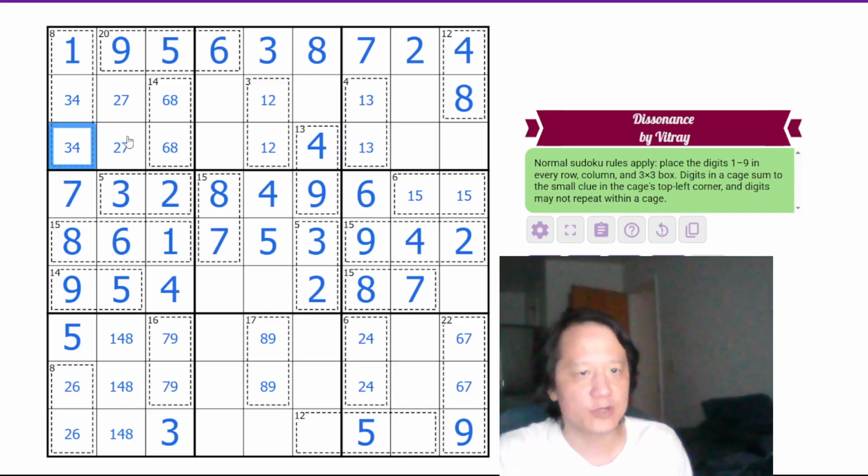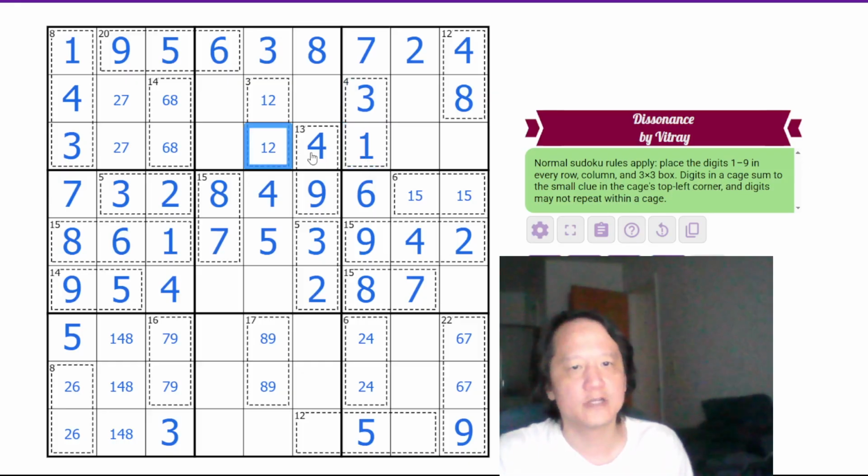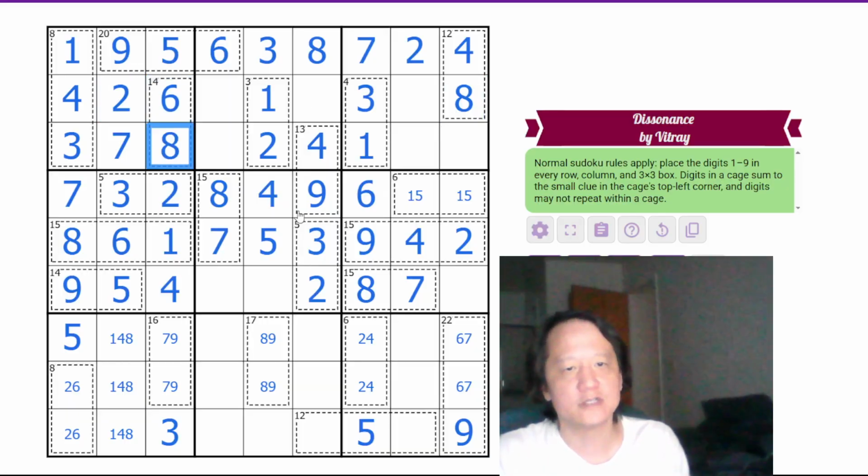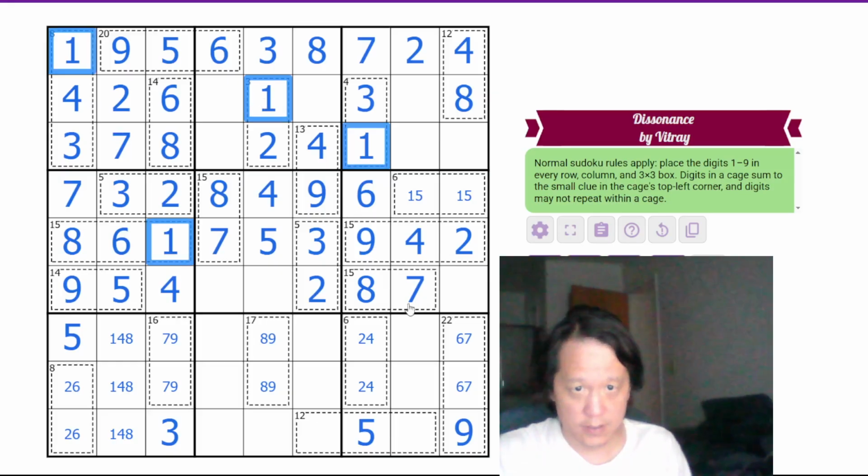4 eliminates 4 here, so that's 3 and 4. 3 eliminates 3 here, so it's 1 and 3. 1 eliminates 1 here, so it's 2 and 1. 2 eliminates 2 here, so it's 7 and 2. 8 here eliminates 8 here, so it's 6 and 8. Okay.